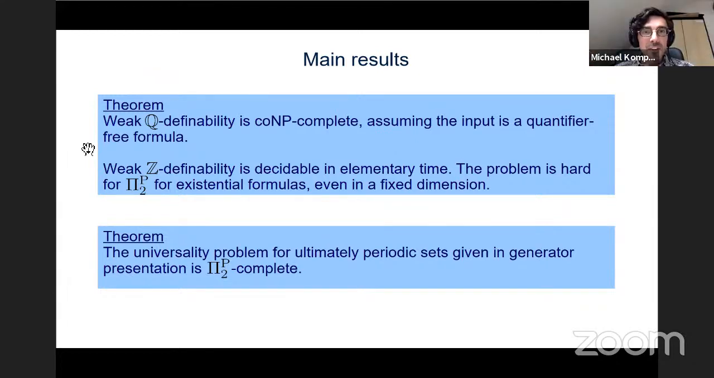Yeah. So sorry, maybe a very naive question. What do you mean by elementary time? I mean, well, exponential, but the exponent is fixed basically. Yeah. I mean, at the moment we are writing up a full version of the paper, so I can't tell you exactly. I think it's 4-fold exponential time, but there are a couple of things we need to check. I mean, it's clear from the proof that it's elementary, but 4-fold, 5-fold, something like that.